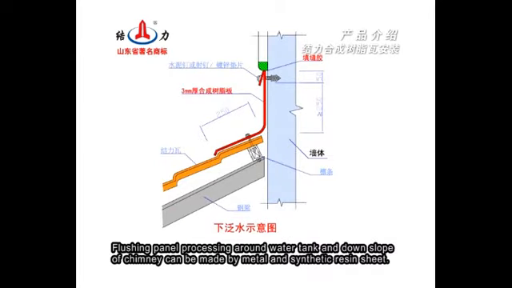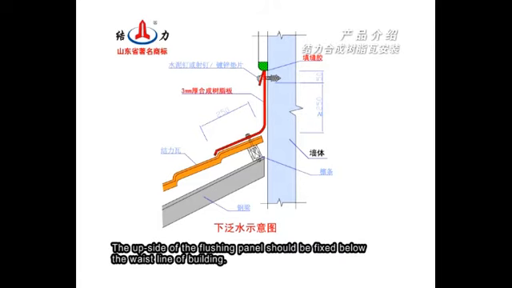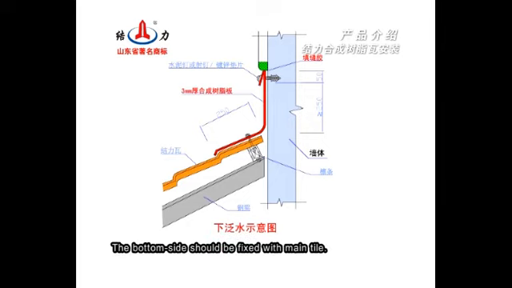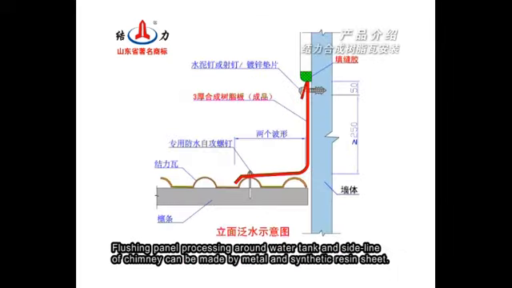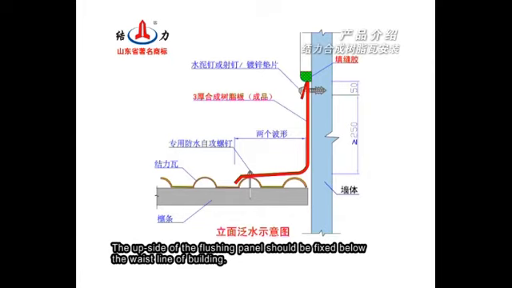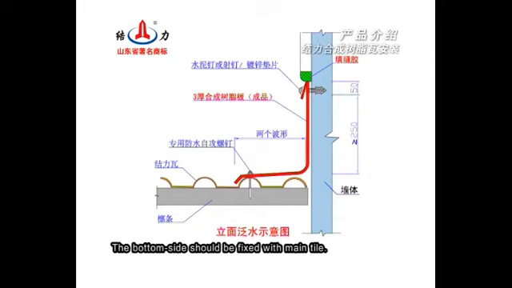Flushing panel processing around water tank and down slope of chimney can be made by metal and synthetic resin sheet. The upside of the flushing panel should be fixed below the waistline of the building. The bottom side should be fixed with main tile. Flushing panel processing around water tank and sideline of chimney can be made by metal and synthetic resin sheet. The upside of the flushing panel should be fixed below the waistline of the building. The bottom side should be fixed with main tile.